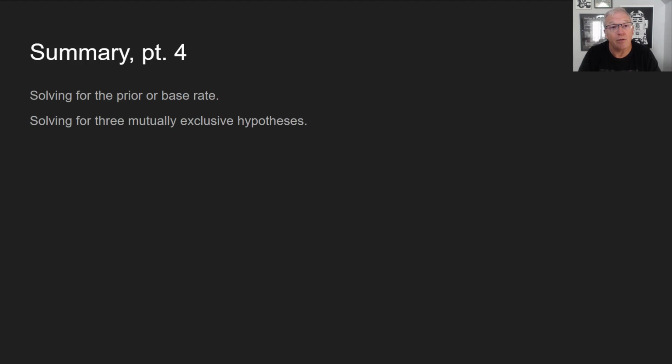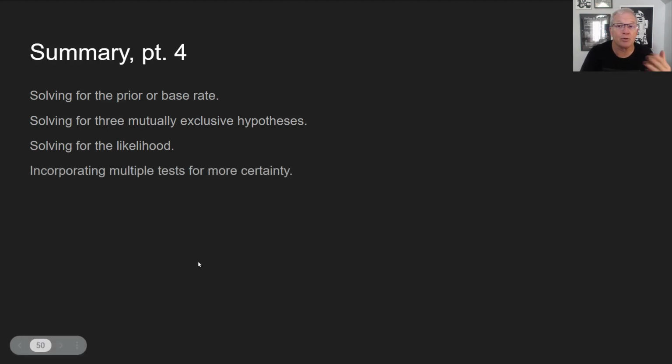Okay, so now we've done several more advanced, more difficult Bayes problems. We solved for all the different components of the equation. We solved for the prior, or the base rate. That's not the case we just did; that was the first case we did. We've solved for 3 mutually exclusive hypotheses, where one of 3 things is going to be true instead of one of 2. We solved for the likelihood. That's the kind of case we just did. And we also looked at examples where you incorporate multiple tests for more certainty, and you revise the base rate in the subsequent calculation of Bayes' theorem.